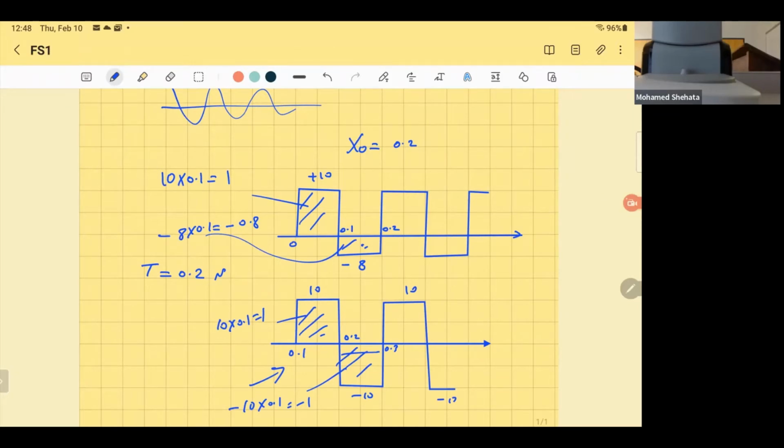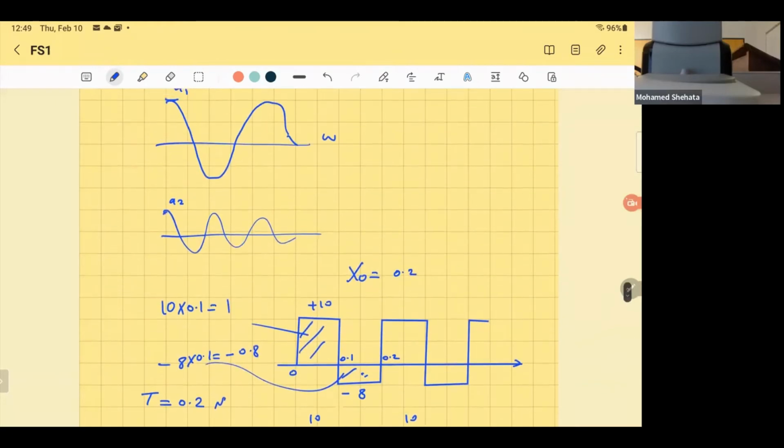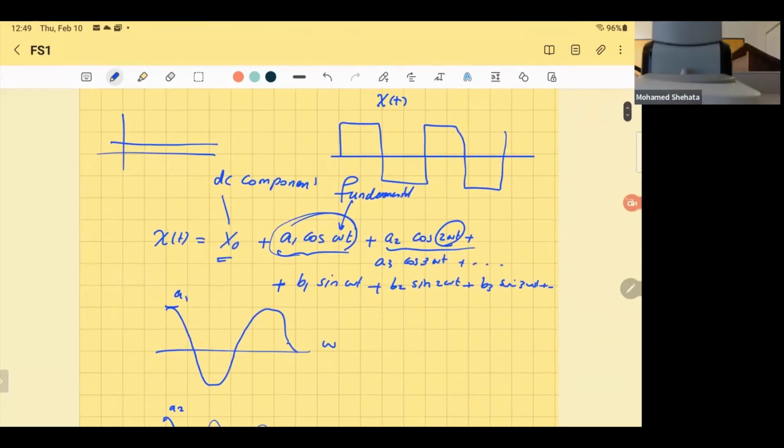So DC component, you can tell when you look at the signal and you see the positive part and the negative part, they're not symmetric, or in general that the total area is not equal to 0. That's what you can tell. So you got DC component and you got sinusoidal and cosine. So that's Fourier.